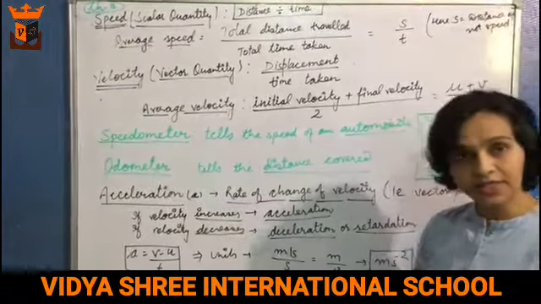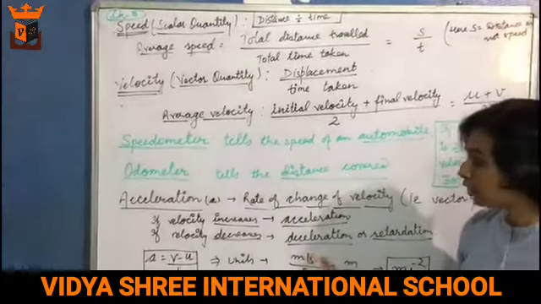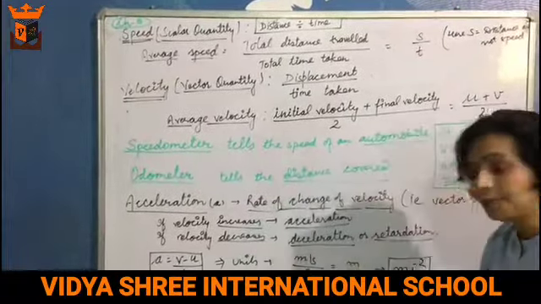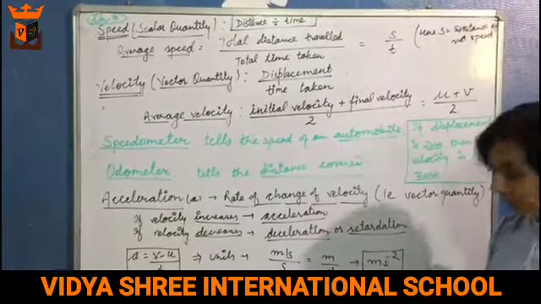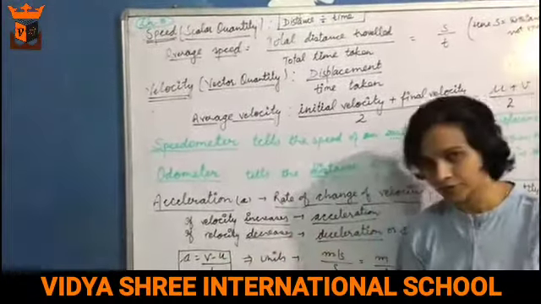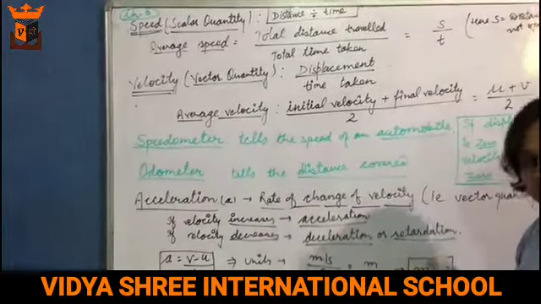If we talk about the units, this is the change in velocity. So the unit of velocity is what? Meter per second, divided by time. Time is what? Second. So the unit will be meter upon second square, that is m s^-2, the SI unit of acceleration. If velocity increases, then acceleration.